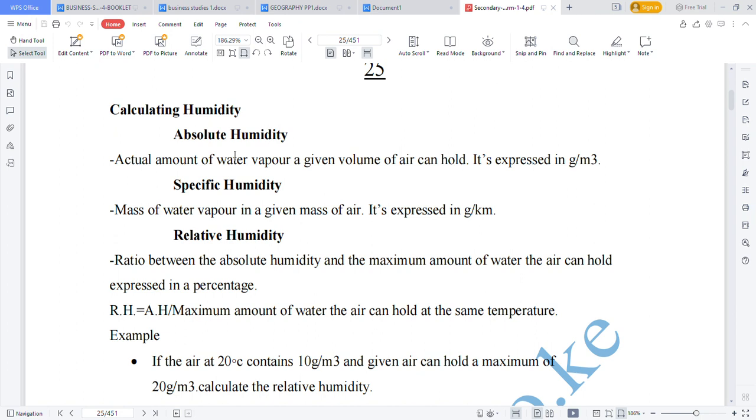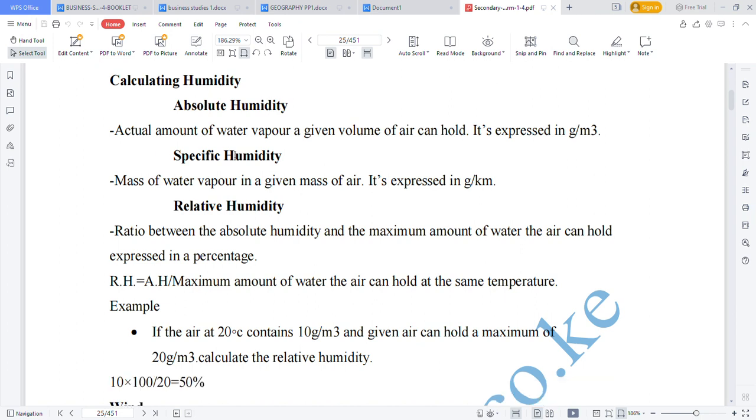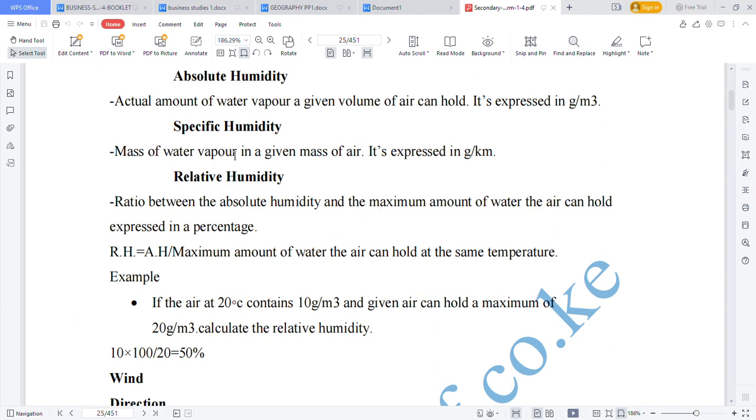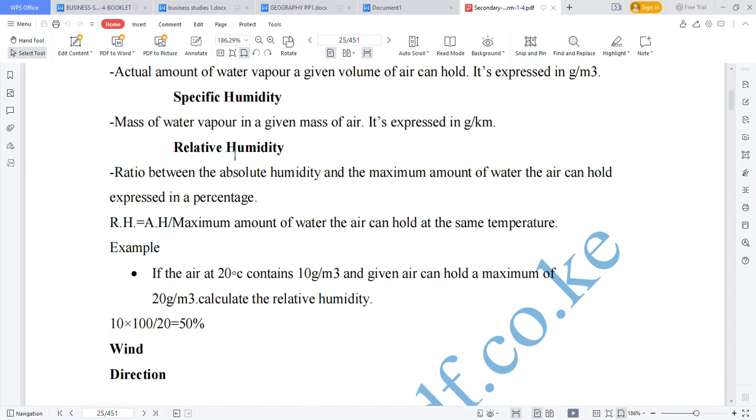Calculating humidity. Absolute humidity is the actual amount of water vapor in a given volume of air. It is expressed in grams per cubic meter. Specific humidity is the mass of water vapor in a given mass of air. It is expressed in grams per kilogram. Relative humidity is the ratio between the absolute humidity and the maximum amount of water the air can hold, expressed in percentage.